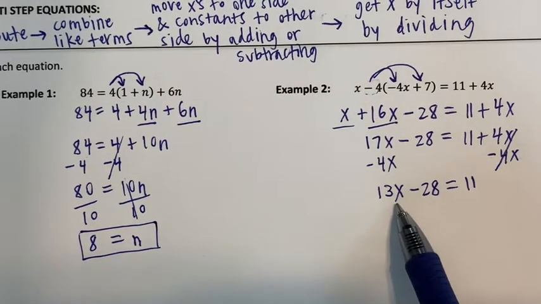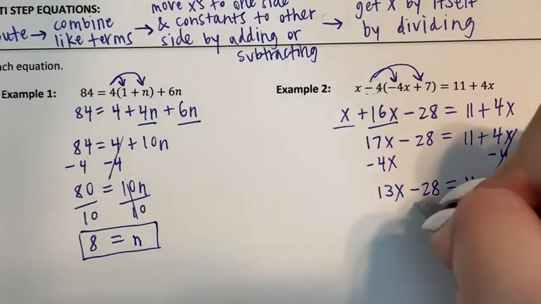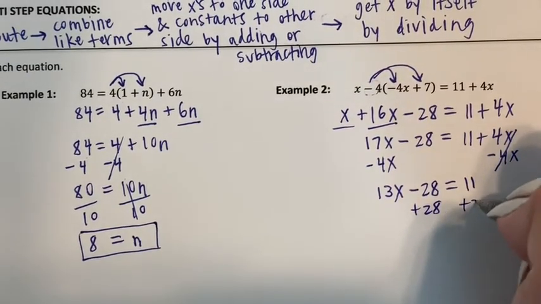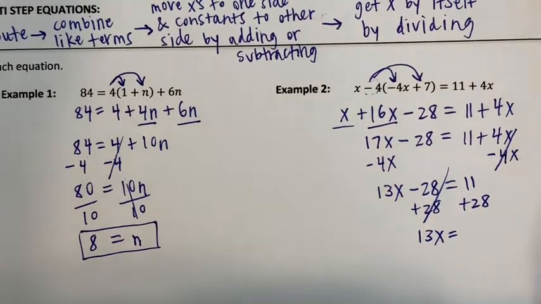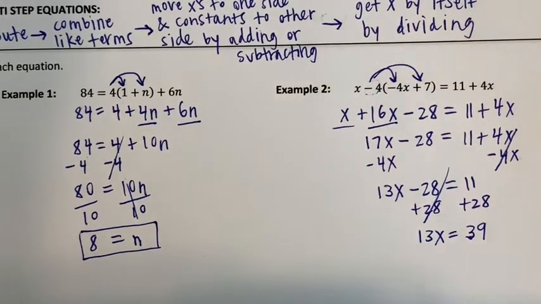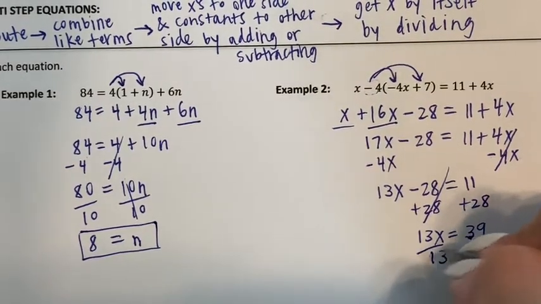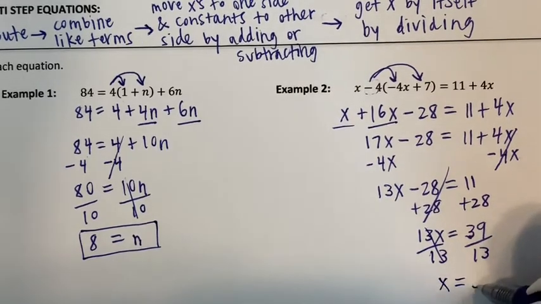So now my x's are on the same side, but I need to get constants on the same side. So I can do that by adding 28 to each side. And I get 13x equals 11 plus 28 gives me 39. Last step, divide by 13 on each side. And I get x equals 3.